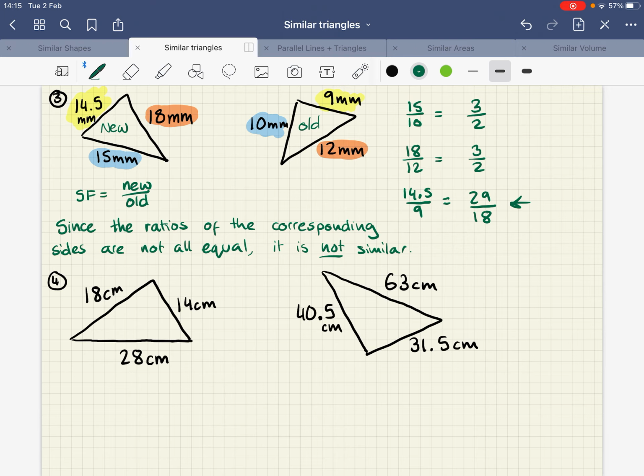Okay, so let's take a look at this last one here. Same idea, I want to match up my pairs. I always go for largest first. I've got the 28 and the 63. So let's just jump straight into doing our ratios. So 63 over 28 simplifies down to 9 over 4. And then my next pair, I've got this 18 here and the 40.5. So 18 over 40.5.